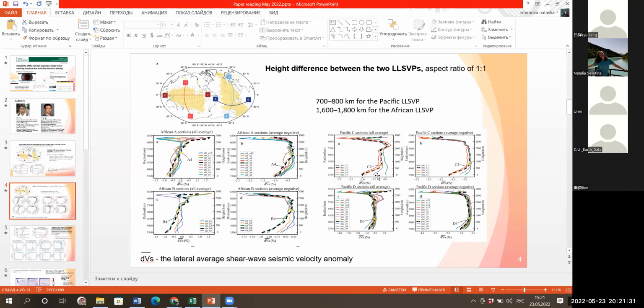So the authors examined 33 vertical cross sections through those large low shear velocity provinces and found out the approximate heights with more precision. With their approach, the maximum heights were 700 to 800 kilometers for the Pacific zone and 1,600 to 1,800 for the African province, which is pretty consistent with the regional waveform modeling.